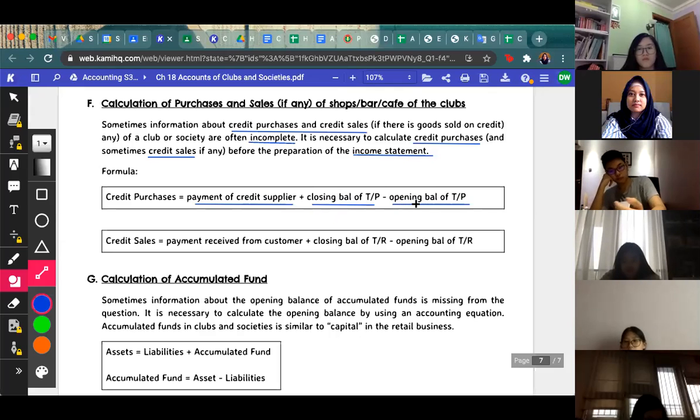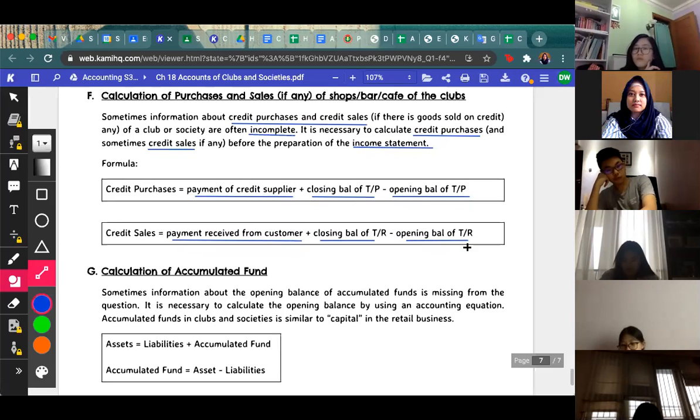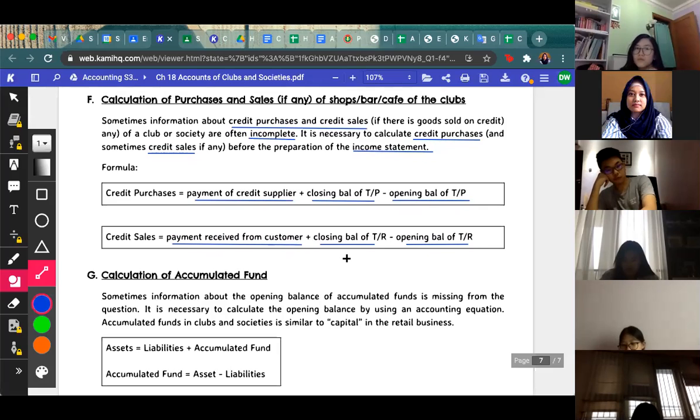Same goes for credit sales. How to find credit sales if you don't have information on credit sales, but you need it when you do the income statement for the shop, is by adding payment received from customers with balance CD and then minus balance BD. I only took the main part, but this is basically the same as incomplete records before. So that's how you calculate purchases and sales if there is missing information.